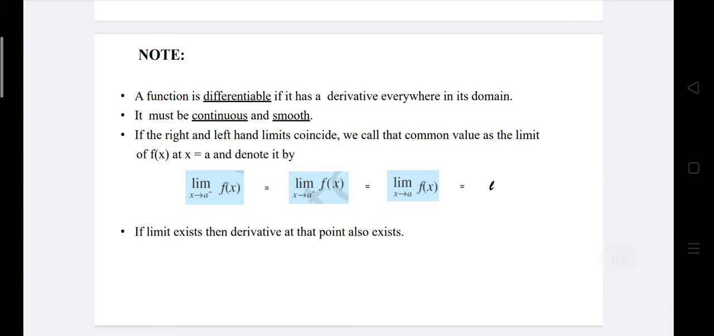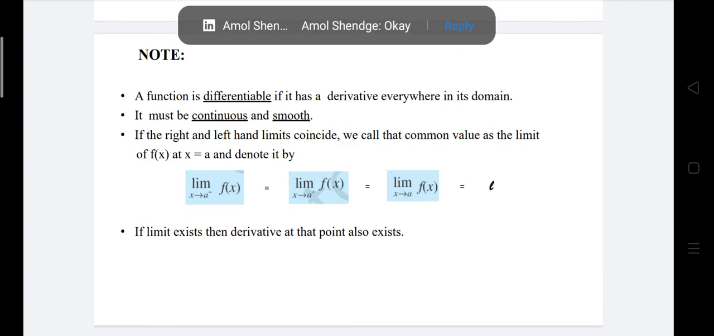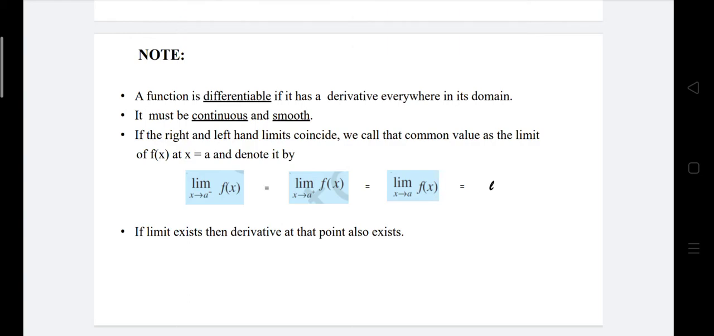We have several constraints of this derivative. Let's see what the constraints are. Constraint means if a function is continuous, and if a function has a derivative in its domain, then we can say that the function is differentiable. This is a very important factor, a very important constraint. You can say a function is differentiable under a certain condition. What will be the condition? That condition is that it has a derivative everywhere in its domain. Otherwise you cannot say the function is differentiable.